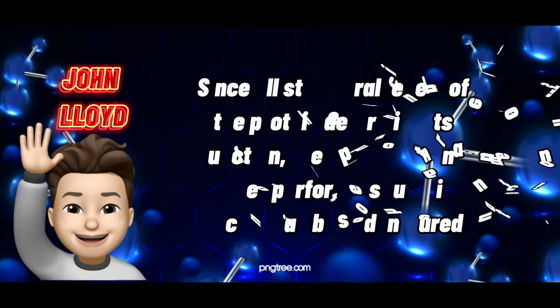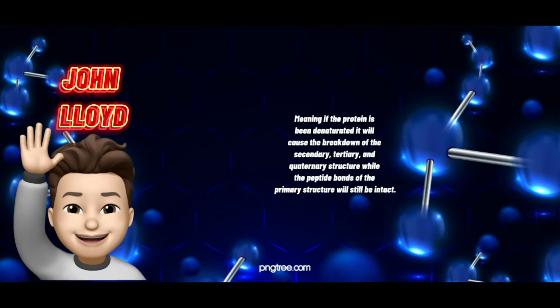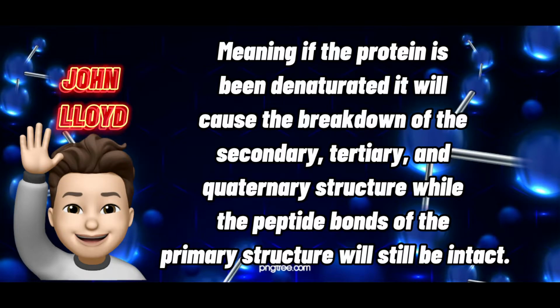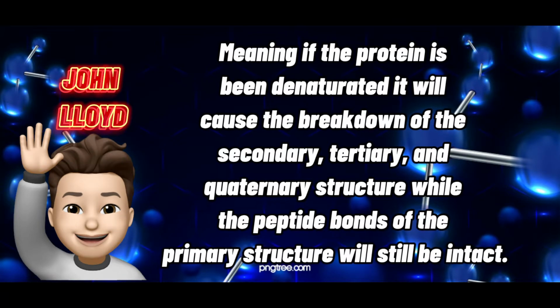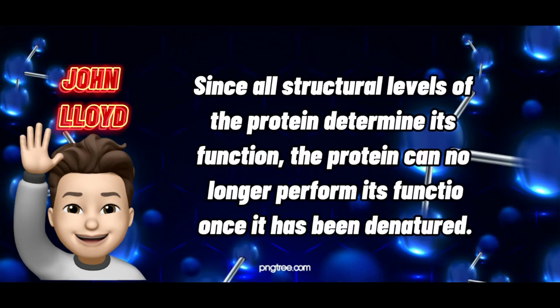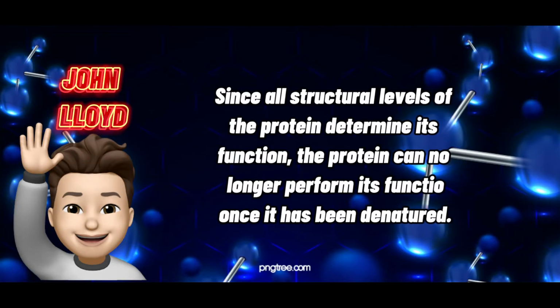Since all structural levels of the protein determine its function, the protein can no longer perform its function once it has been denatured. Meaning, if the protein is denatured, it will cause the breakdown of the secondary, tertiary, and quaternary structure, while the peptide bonds of the primary structure will still be intact.